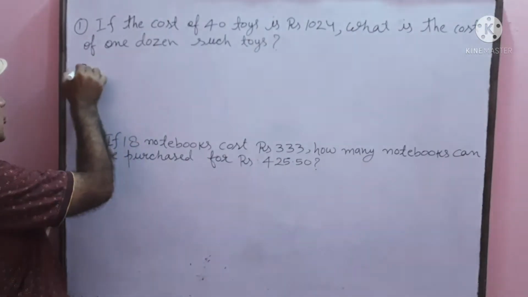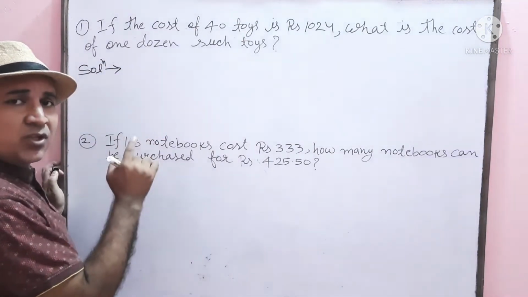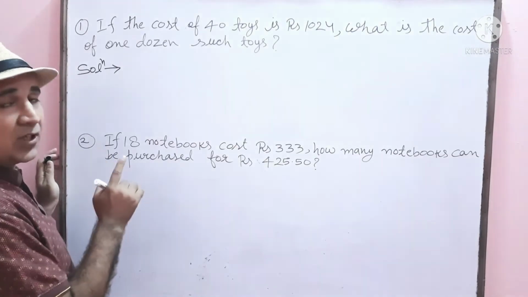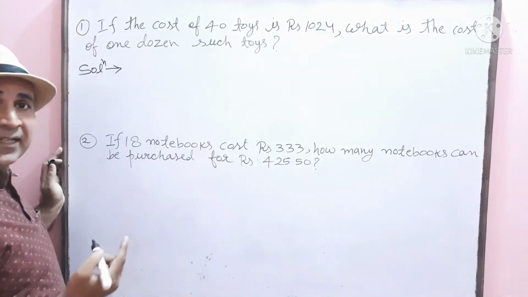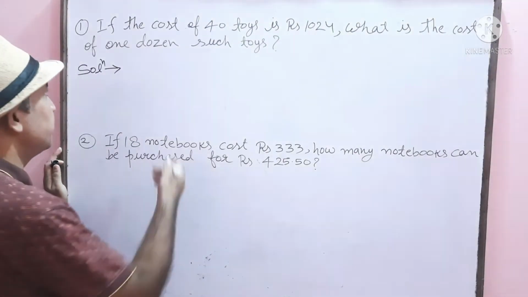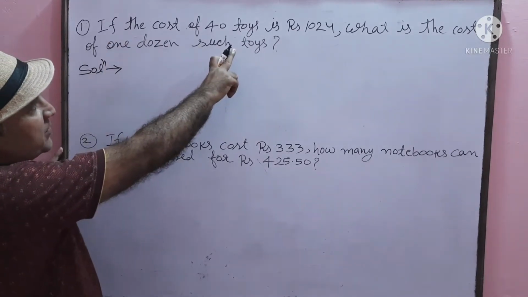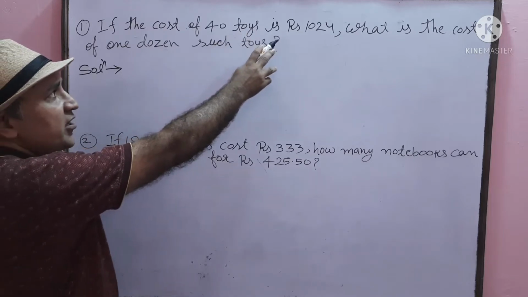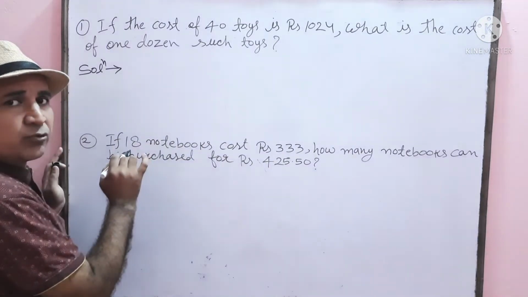See children how to solve this question. You can do this question by unitary method also. But today we are going to solve these questions by another method, which is direct variation and indirect variation. So see what is the direct and indirect variation. You can see that in this question two terms have been given. First term is toys and second term is cost. 40 toys cost is rupees 1024.